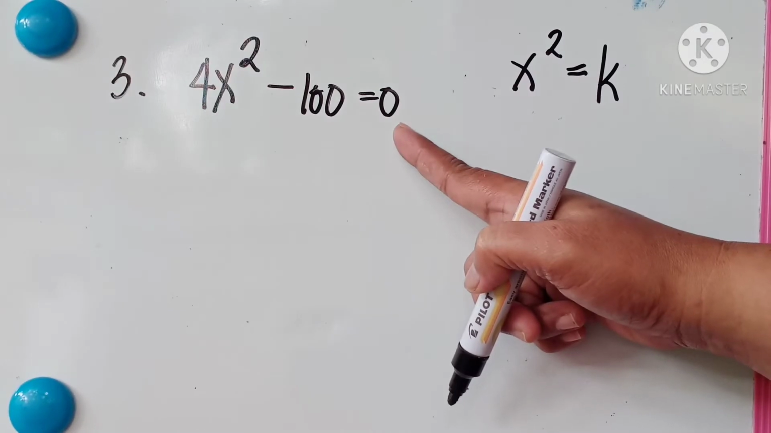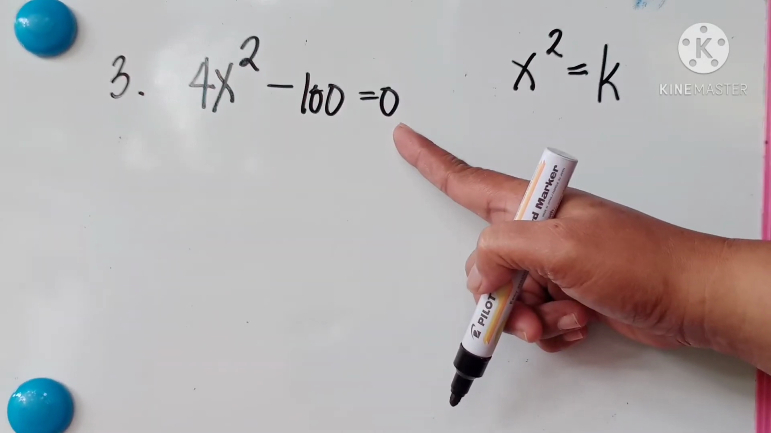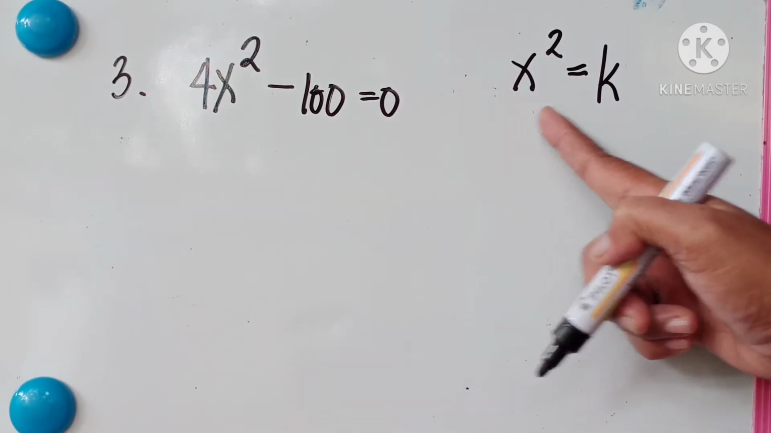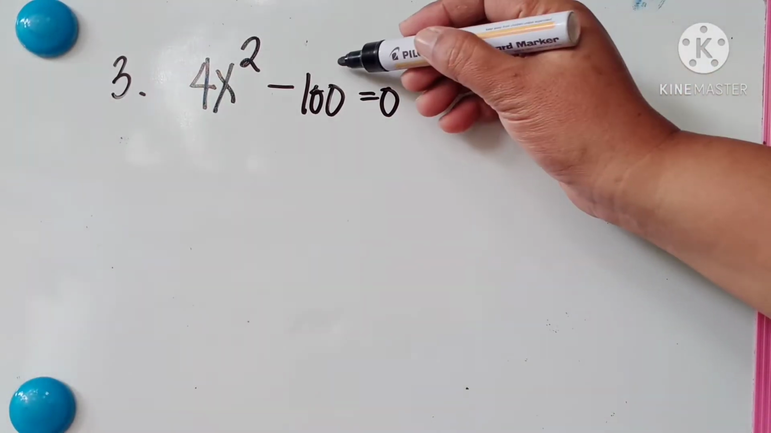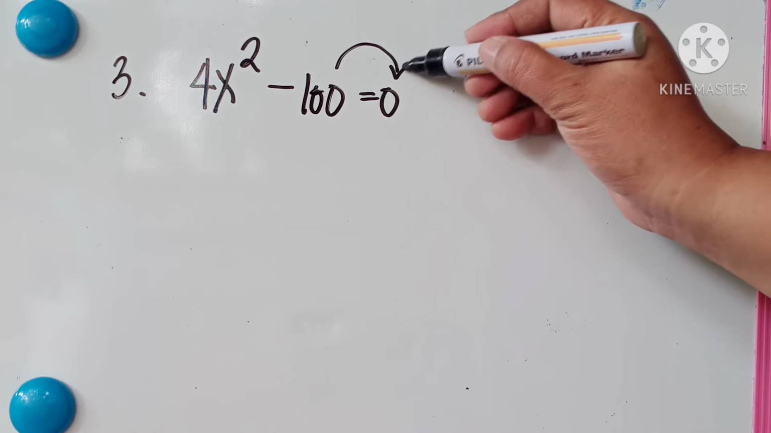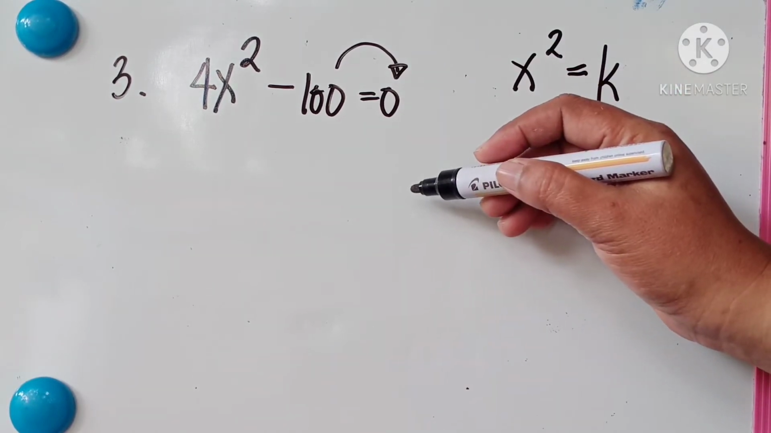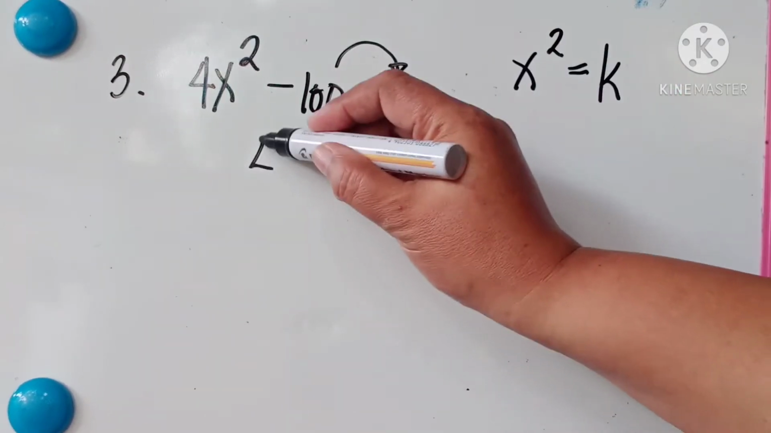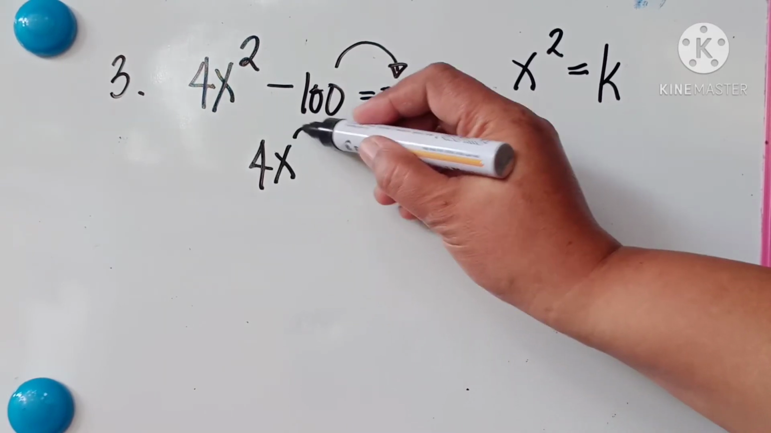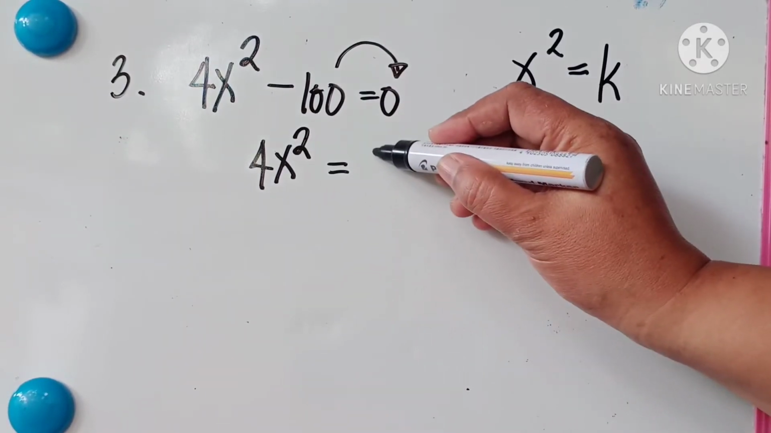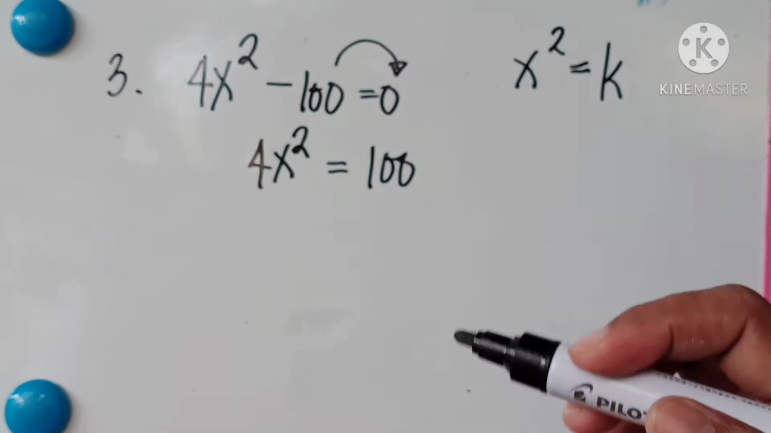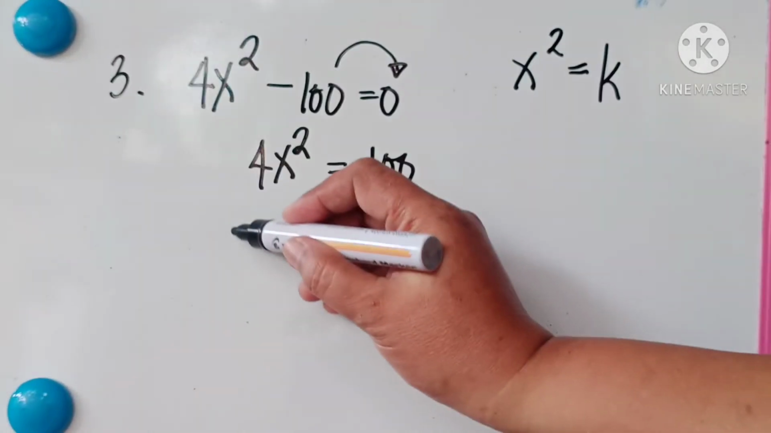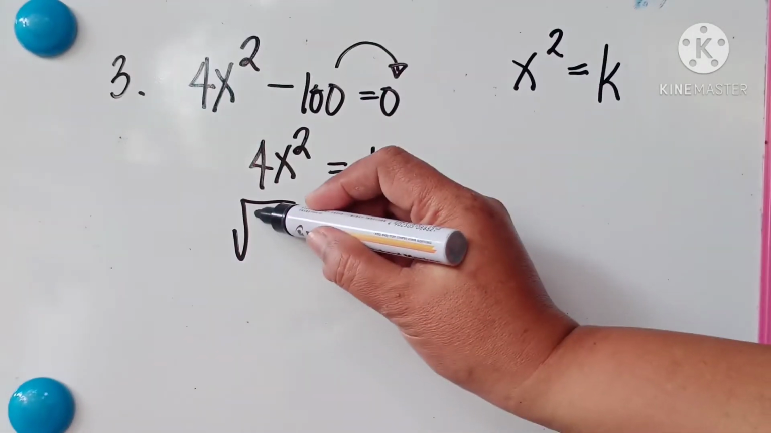Our next example is the equation 4x squared minus 100 equal to 0. So, ito ay merong two ways para ma-solve. So, first is just follow this form. So, ilipat natin si 100 sa right side ng equation. So, we have now 4x squared then equal to 100. Then, after that, extract the square roots on both sides.